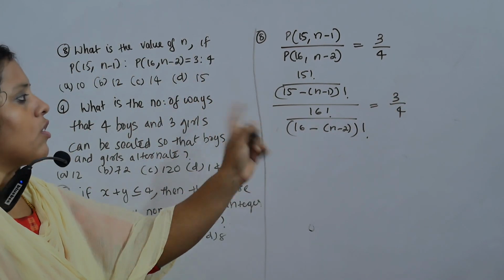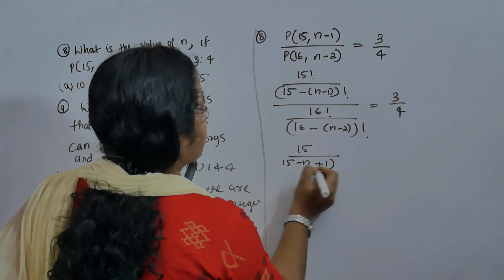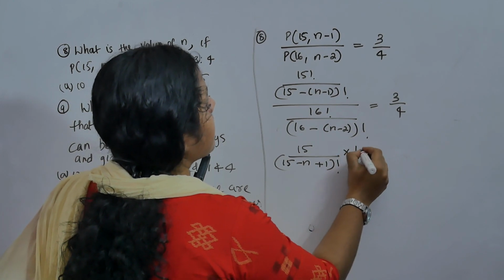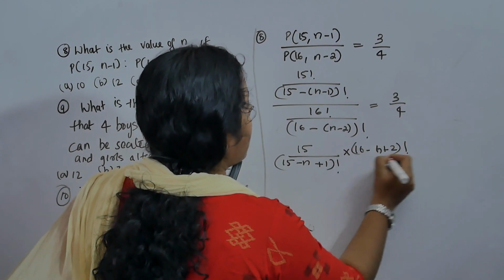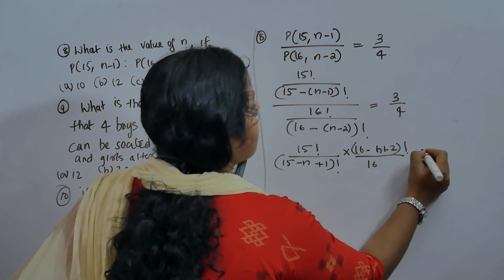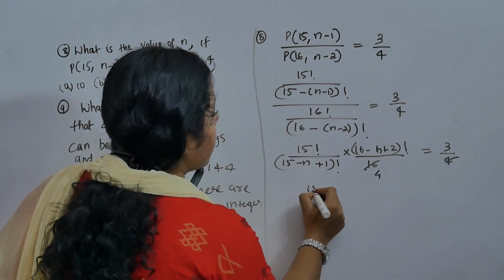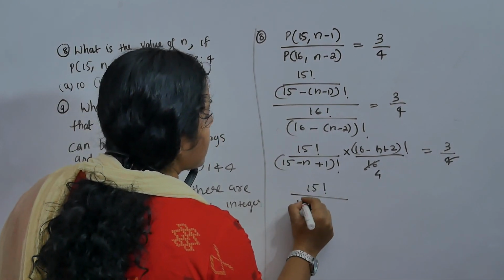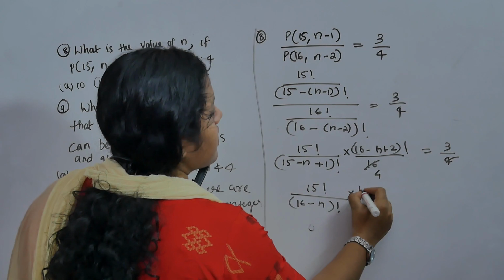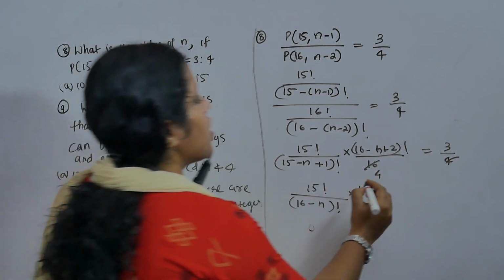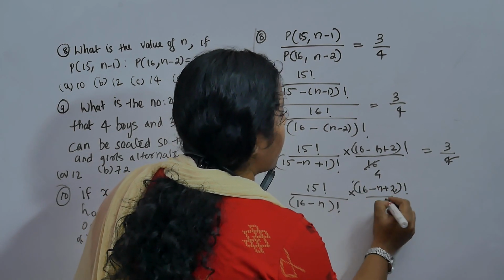So now cross multiplying, that is 15 factorial by (15 minus n plus 1) factorial into (16 minus n plus 2) factorial divided by 16 factorial is equal to 3/4. So I am cancelling this one, 4. Now what I'll get is 15 factorial by (16 minus n) factorial into, keeping 16 as such, (16 minus n plus 2) factorial by 4 is equal to 3.